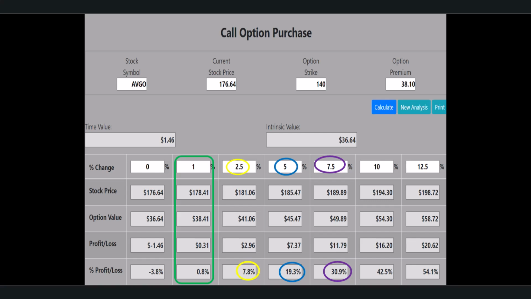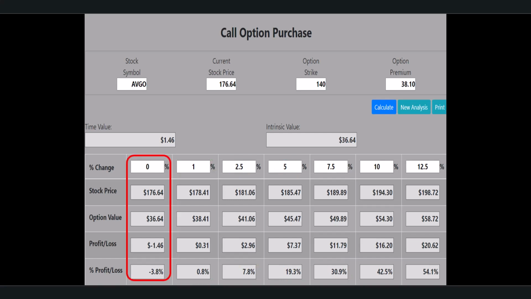The call option purchase calculator also shows that if the AVGO stock price increases by 2.5%, the 140 call will make a 7.8% or $296 profit. If the AVGO stock price increases by 5%, the 140 call will make a 19.3% or $737 profit. If the AVGO stock price increases by 7.5%, the 140 call will make a 30.9% or $1,179 profit. The 10% and 12.5% numbers are also displayed. You can see that the profits get better and better.